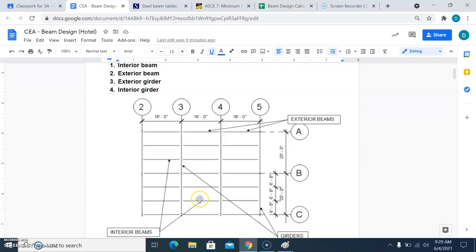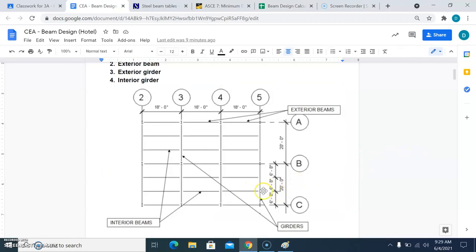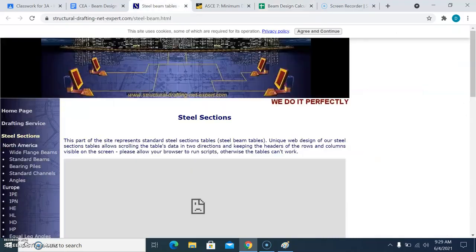On this example right here, the tributary width for an interior beam is going to be halfway to the member right above it, plus halfway to the member below it. Now, since the beams are evenly spaced, this actually makes it even easier. The tributary width is going to be the beam spacing, which is 6 feet 8 inches. Now, it's not looking for it in 6 feet 8 inches, so you have to do a quick conversion, but 8/12 is 2/3, so this is 6.67 feet. And we have our Z of X value, and now we're ready for the chart.